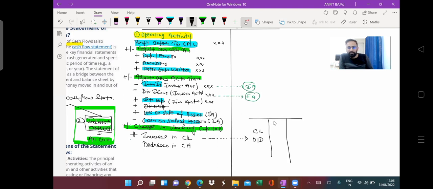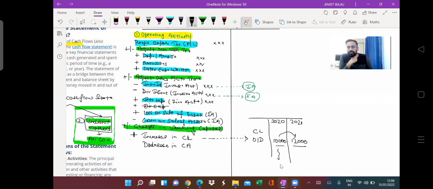Now let's suppose in year 2020, the company's overdraft liability is 10,000. And now in year 2021, the company's overdraft liability is 12,000. Now, in this case, if current liability is increasing, what does it mean? That the company has borrowed more loan from the bank. And if the company is borrowing more loan from the bank, so definitely there will be an increase in cash, right?